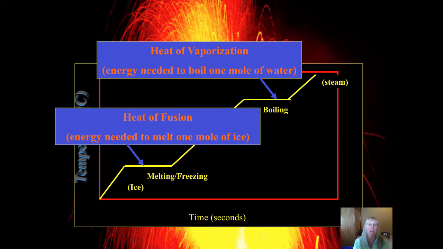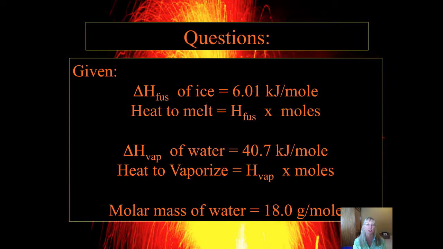So let's define what heat of vaporization and heat of fusion is. Heat of vaporization is the energy needed to vaporize or boil 1 mole of any substance. This graph was for water. And the heat of fusion is just a fancy word for saying the heat that's needed to melt 1 mole of ice. So no longer can we use m times c times delta T. That's only for when there's no phase change.